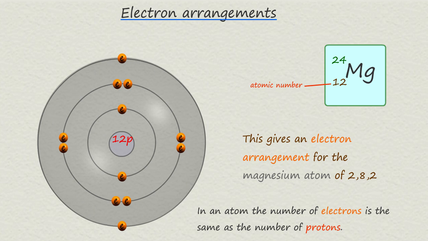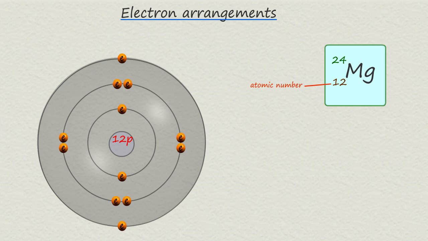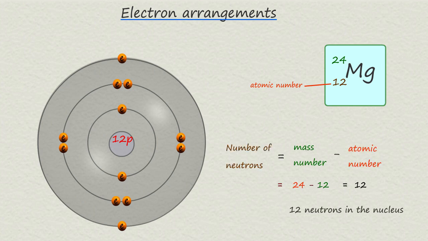Now, just to finish off the atomic structure diagram for magnesium, let's add the neutrons present in the nucleus. To calculate the number of neutrons, you simply subtract the atomic number away from the mass number. In this case, that is 24 minus 12, which will give us 12 neutrons to place inside the nucleus.